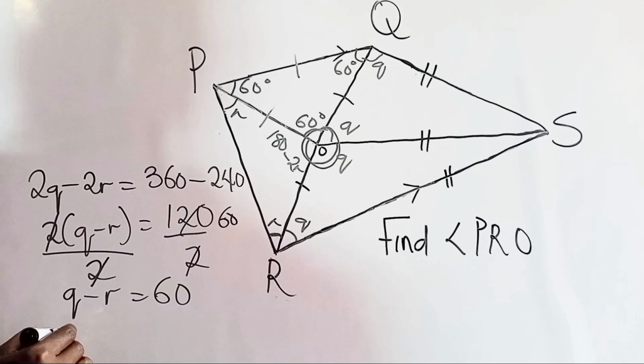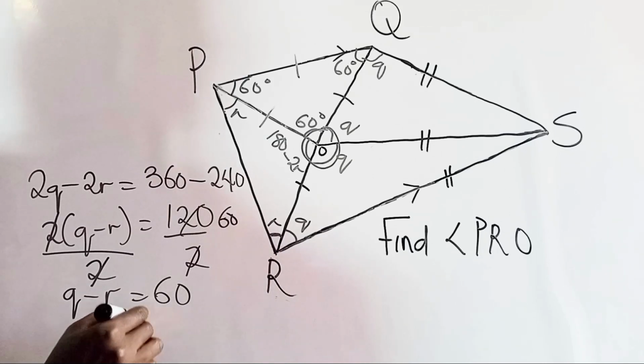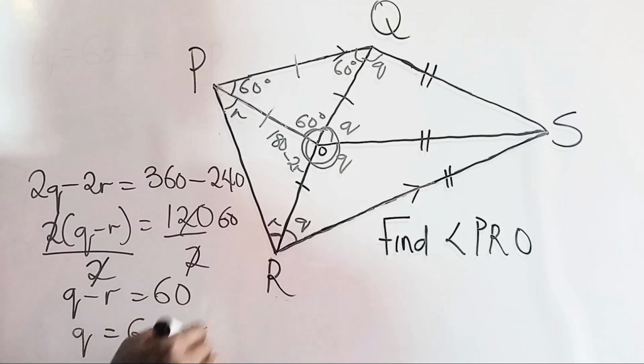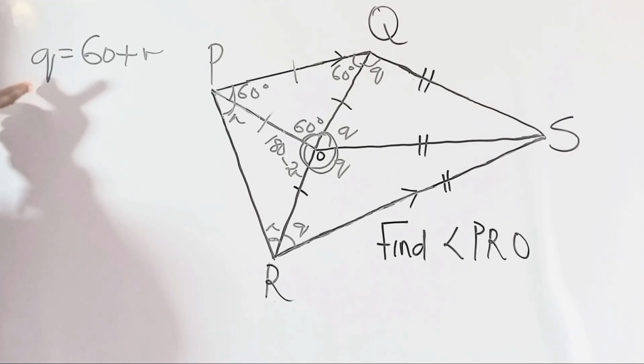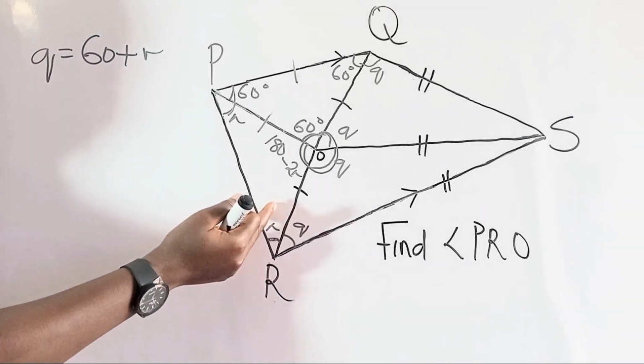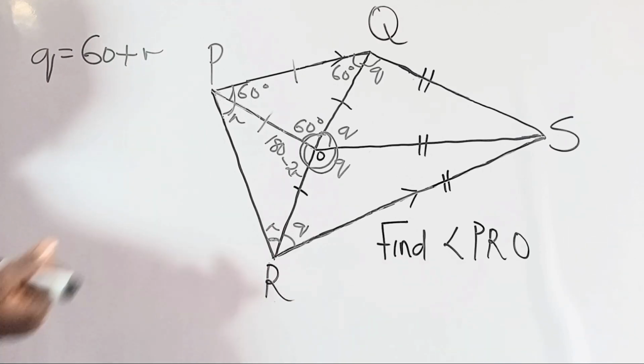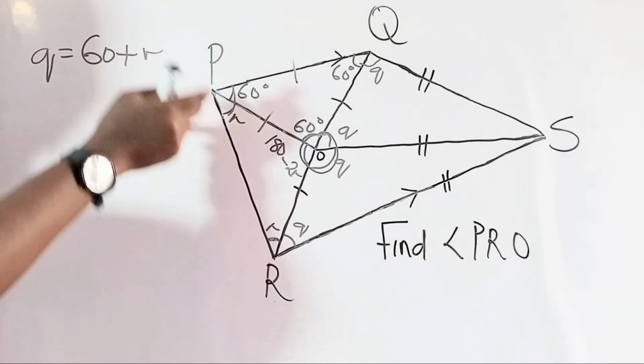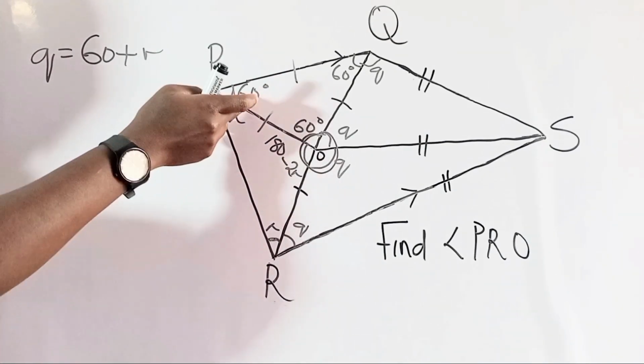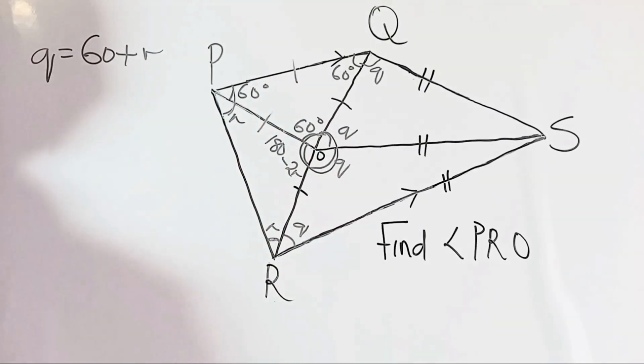Now, let's make Q the subject of this equation, so we add R to both sides of the equation. This now gives us Q equals 60 plus R. Now, we have a value for Q, 60 plus R, but that is not the question, okay? What we are looking for is angle R. And what we are going to do next now is to apply this rule, which says that when two parallel lines are formed, the angles between them sum up to 180. Let me show you what I mean.